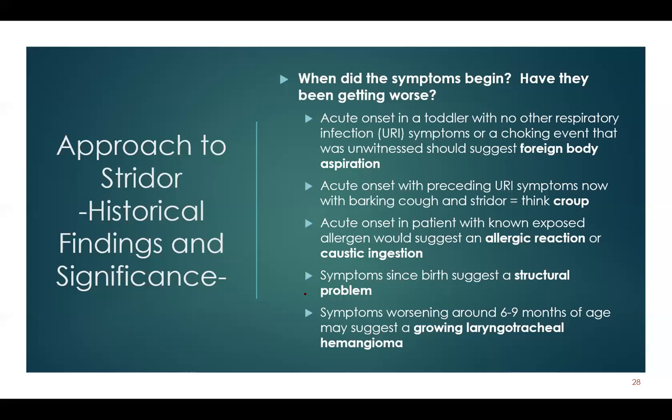Acute onset of URI preceding the stridor, we want to really think about croup. Kids die of croup all the time. Acute onset when a patient was exposed to an allergen, we want to think about allergic reaction. There can be structural problems if this was coming from the time that they were born. And if the symptoms are worsening and they're getting older, it may suggest a growing laryngotracheal hemangioma.